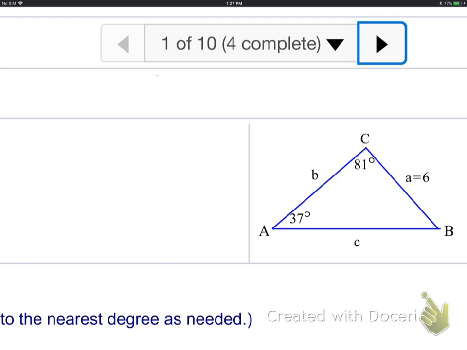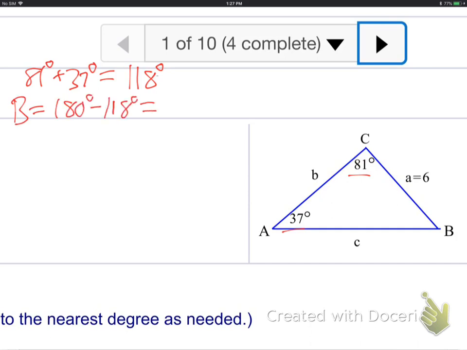Exactly. So add these two. So let's take 81 plus 37, that's 118. Subtract from 180. So angle B is going to be 180 minus 118. What is it? 62. So B must be 62 degrees. There it is. Okay, so that was easy enough.